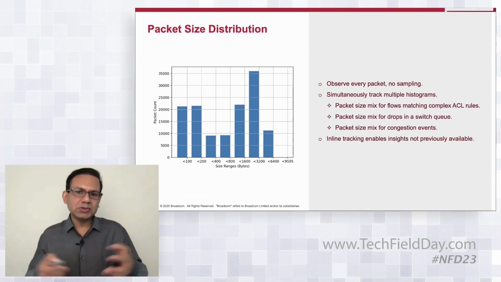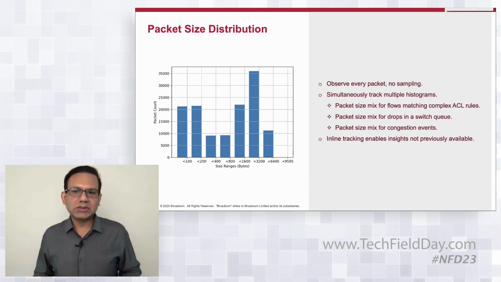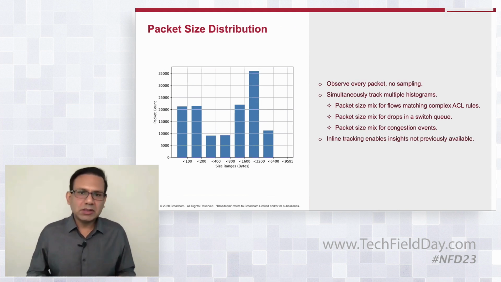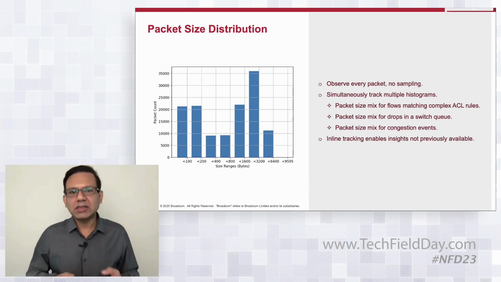You could now say, I want to do the packet size mix for flows that are matching some kind of a complex ACL rule. You could do a packet size mix for drops that are being observed in the switch queue. You could find out the packet size mix for congestion events. So if flows are going through your switch and you know which packets are getting congestion marked, you can build a histogram of those sizes, and maybe that insight is useful to you because your packet sizes might be the ones that are actually creating congestion.